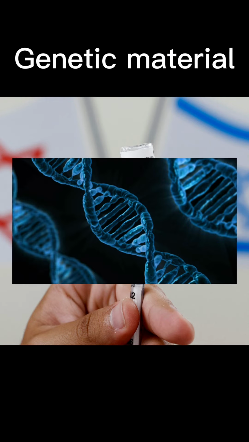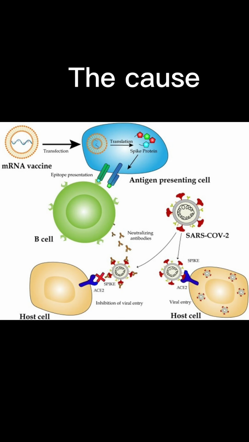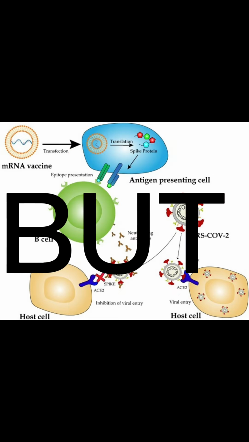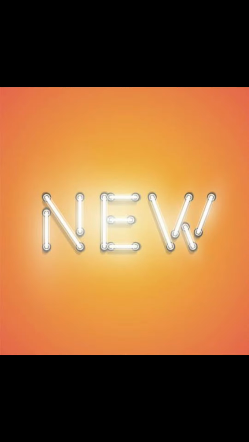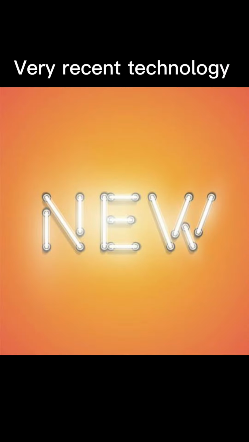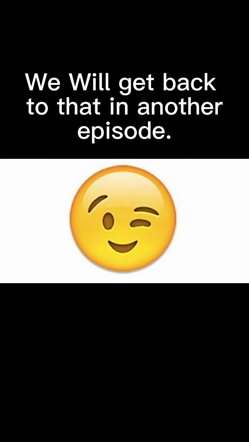Now we will talk about vaccines that use genetic material. They are called mRNA vaccines. They cause a normal immune response, but without ever getting infected by the virus or its parts. It's a very recent technology and it has been very researched thanks to the COVID-19 pandemic. We will get back to that in another episode.